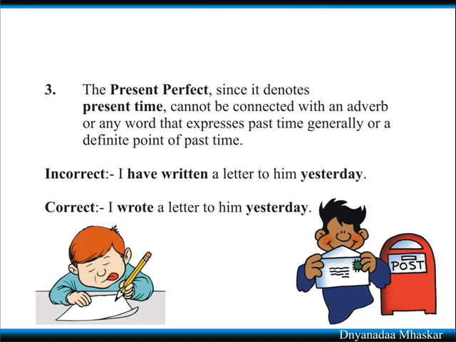Let us see the third error that we do. The present perfect, since it denotes present time, cannot be connected with an adverb or any word that expresses past time generally or a definite point of past time. I have written a letter to him yesterday. Now here have written is in present perfect. You cannot use the word yesterday here. Whereas we can say I wrote a letter to him yesterday. That is the correct sentence.